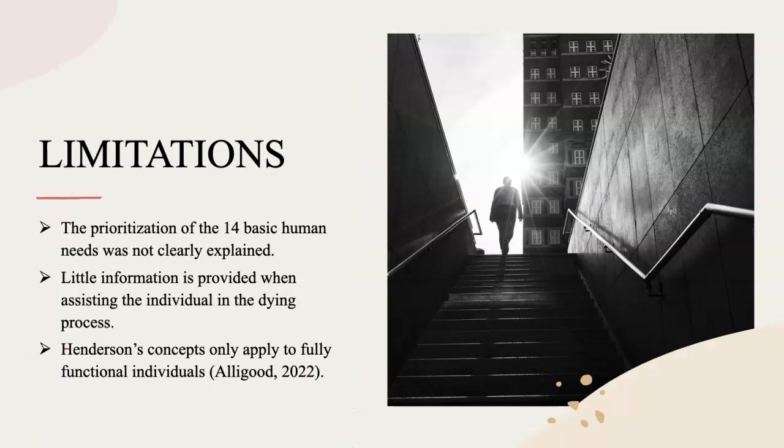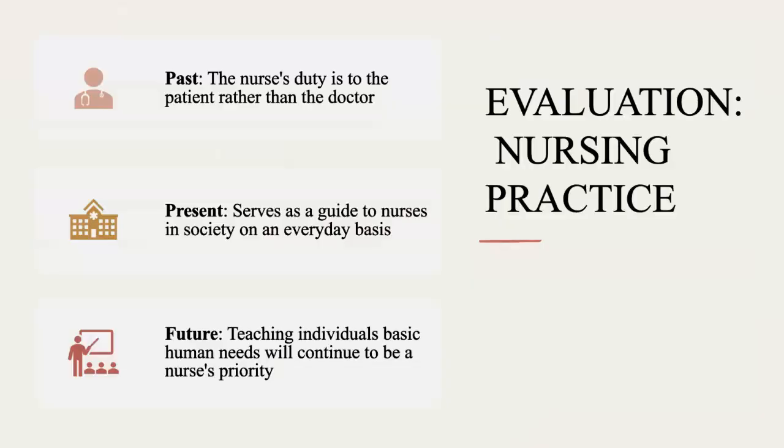Henderson's theory does have a few limitations. The prioritization of the 14 needs was not clearly explained, including whether the first one is a prerequisite to the others. Another limitation is that there's very little information on assisting the individual in the dying process. One last limitation is that some of the activities listed in Henderson's concepts can only be applied to fully functioning individuals, indicating that there would always be patients who require aided care, which is contrary to the goal of nursing indicated in Henderson's definition of nursing.